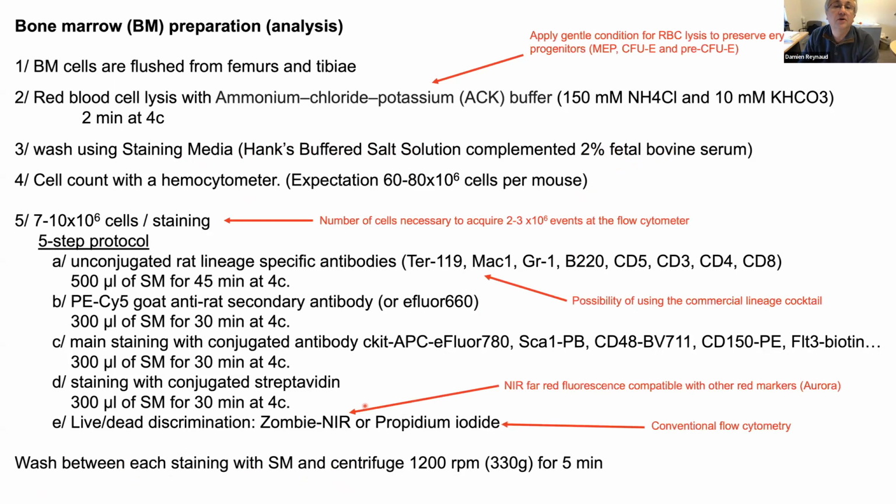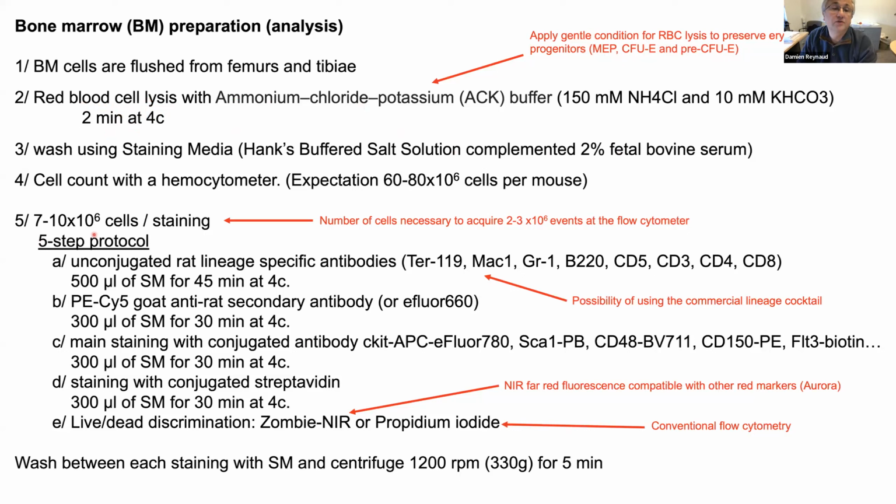I would like to give some tips on this staining. First, I advise applying a gentle condition when you do the red blood cell lysis to preserve all erythroid progenitors. This buffer will lyse the mature blood cells, but it also has an impact on the progenitors MEP, CFU-E, and pre-CFU-E. So if you leave this buffer too long, or if you are too harsh in the way you resuspend your cells, you will affect the number of erythroid progenitors that you recover.